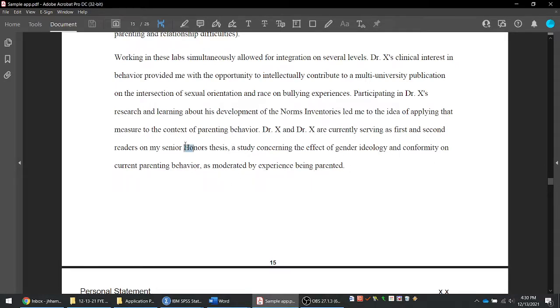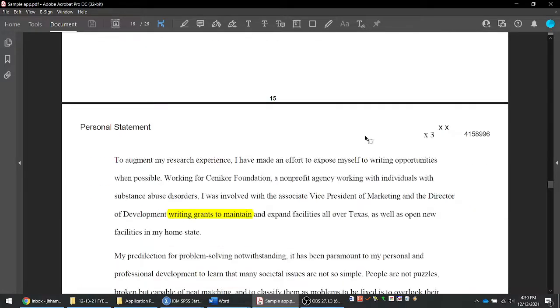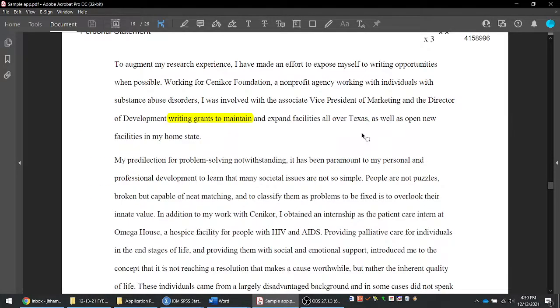And the stuff that people do an independent study on sometimes can hint at what they themselves might want to do research-wise, though it really depends, because whatever lab you're in, you kind of have to do something in their wheelhouse. I'm going to expose myself to writing opportunities. I was involved with writing grants, so seeking grant funding and being involved in professional stuff related to seeking grant funding means applying for money to help you do stuff, including research studies. That's a big plus if you have that.